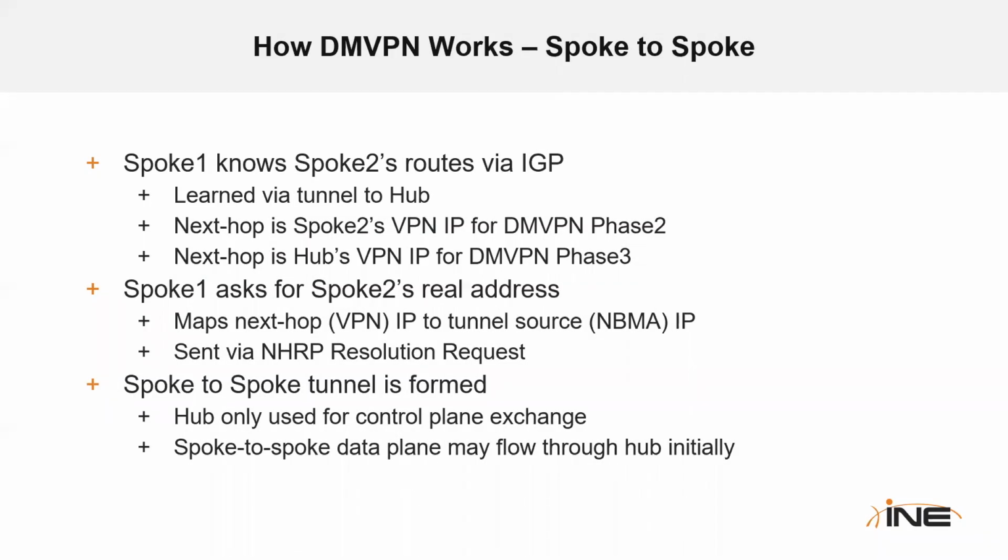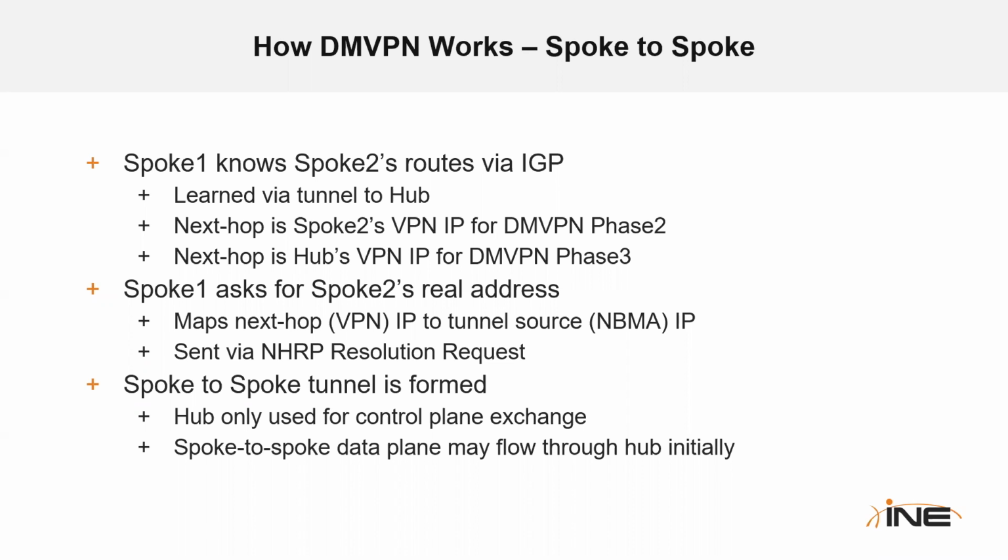Okay, now for the spoke-to-spoke tunnels, the idea is that we're going to be learning IGP routes about them. Spoke 1 is going to know spoke 2's routes via IGP learned from the tunnel interface to the hub. And the next hop is going to be spoke 2's VPN IP address for DMVPN phase 2. The next hop is going to be the hub's VPN address for DMVPN phase 3. And we're going to talk about on the command line the difference between DMVPN phase 2 and phase 3.